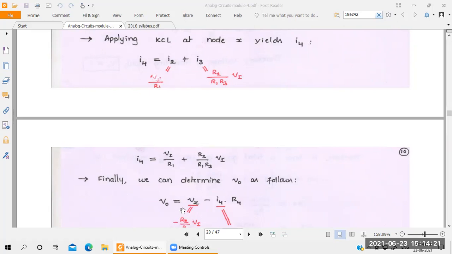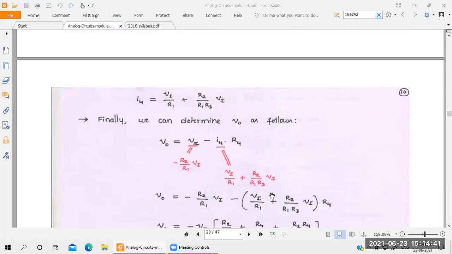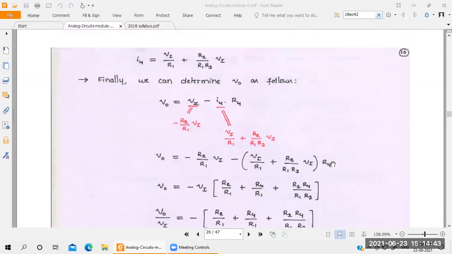That is V0 is equal to the difference, Vx minus I4 into R4. We can find out the output voltage as Vx minus I4 into R4. So what is Vx here? Minus R2 by R1 Vi. Same thing, you substitute here. We know I4, right? From what you got here, Vi by R1 plus R2 by R1 plus R3 into Vi. Substitute and simplify here.